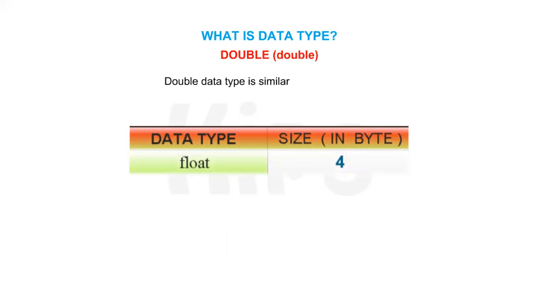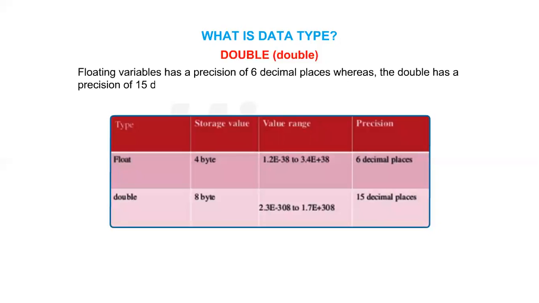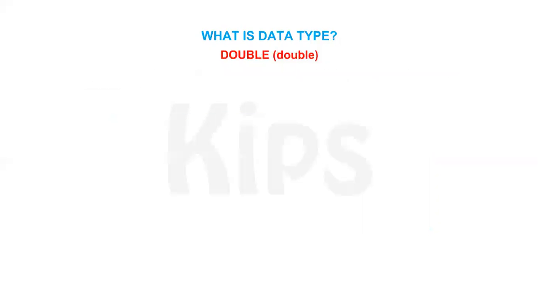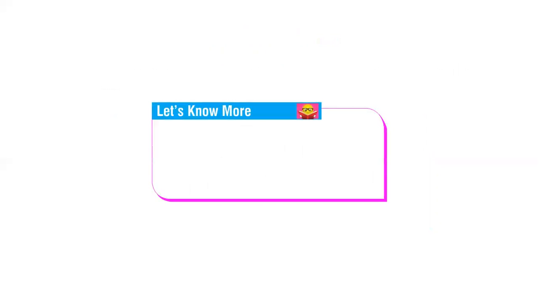Double data type is similar to float data type. The only difference is that the storage size of double is 8 bytes. Floating variables have a precision of 6 decimal places, whereas the double has a precision of 15 decimal places. Note, precision describes the number of accurate decimal places that a floating value carries. Students, let us know more.